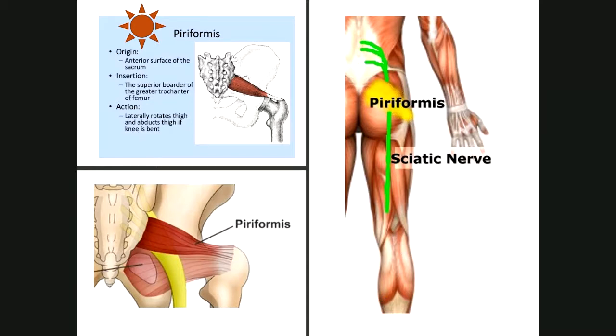The origin of the piriformis is along the anterior sacrum. It's going to insert to the greater trochanter of the femur, and it's going to abduct the thigh.